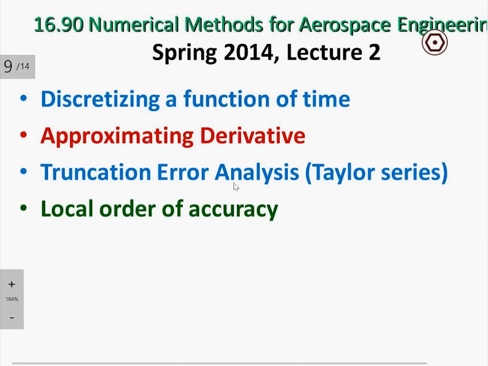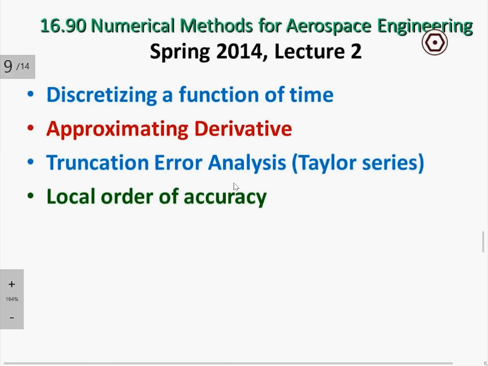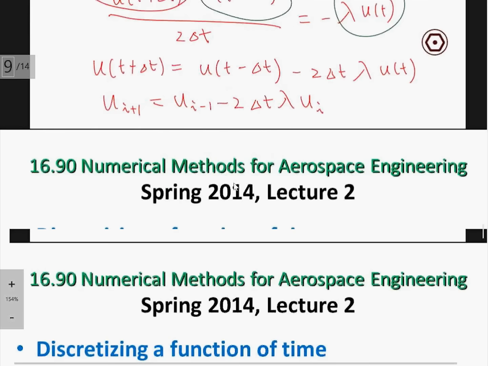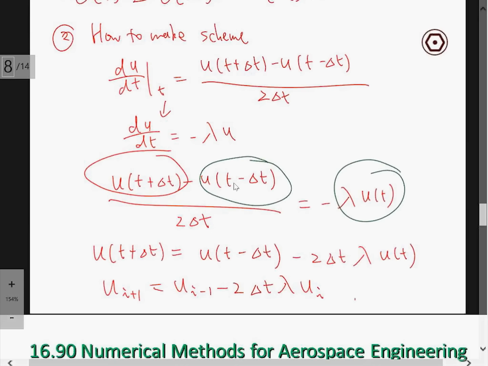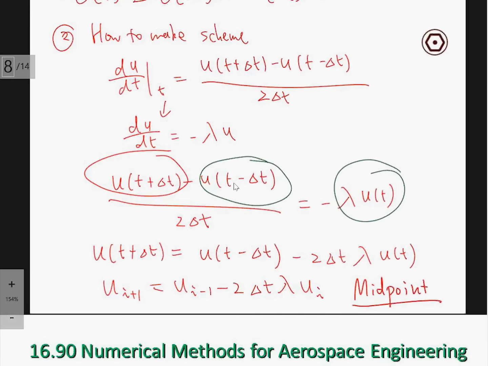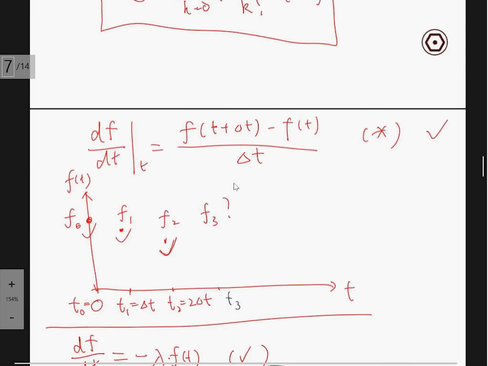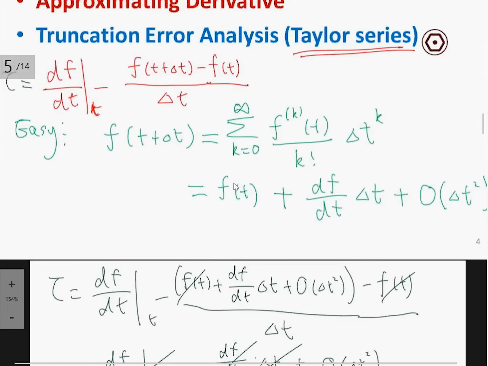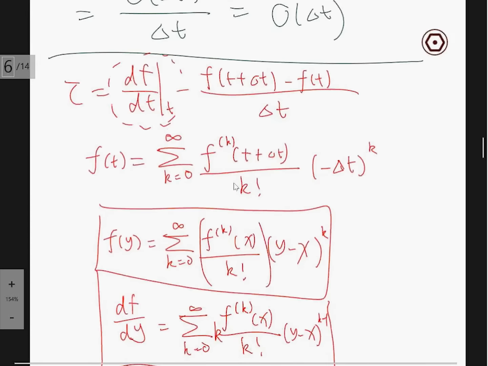So here we basically derived two schemes. By the way, this scheme is the midpoint scheme. We have derived two schemes: the forward Euler scheme, which is the scheme that we have.